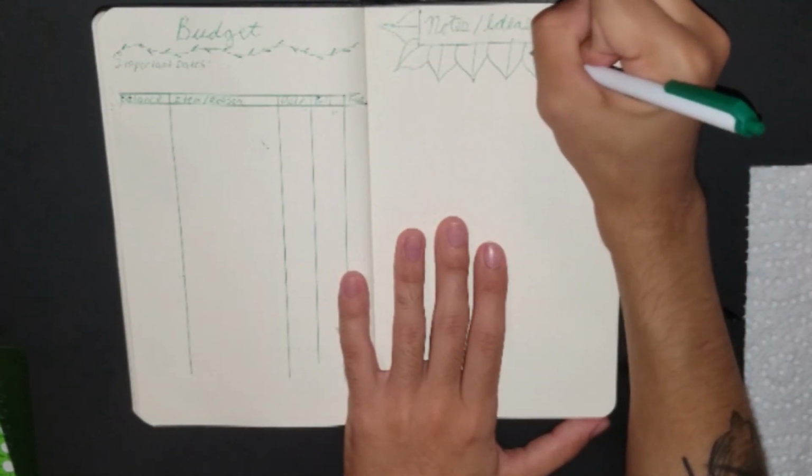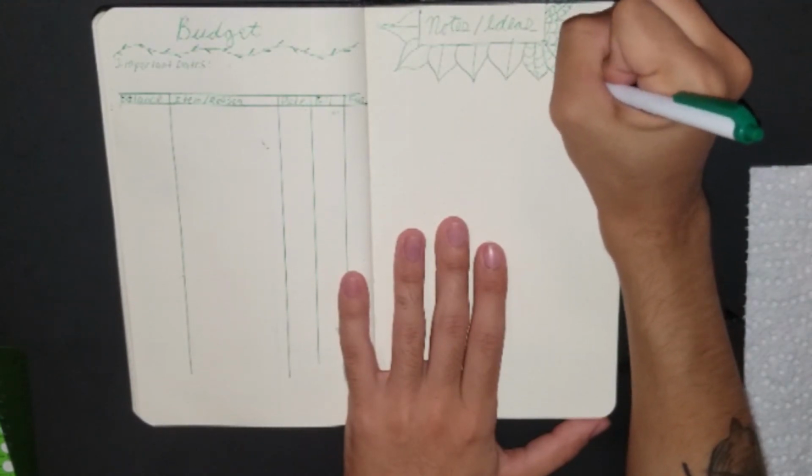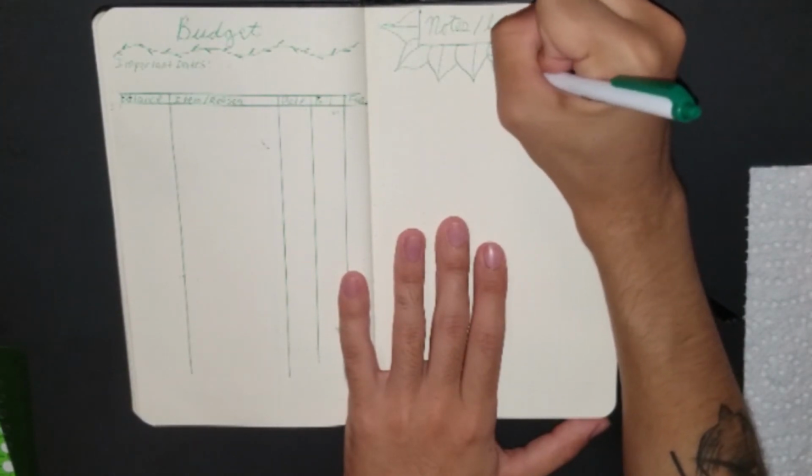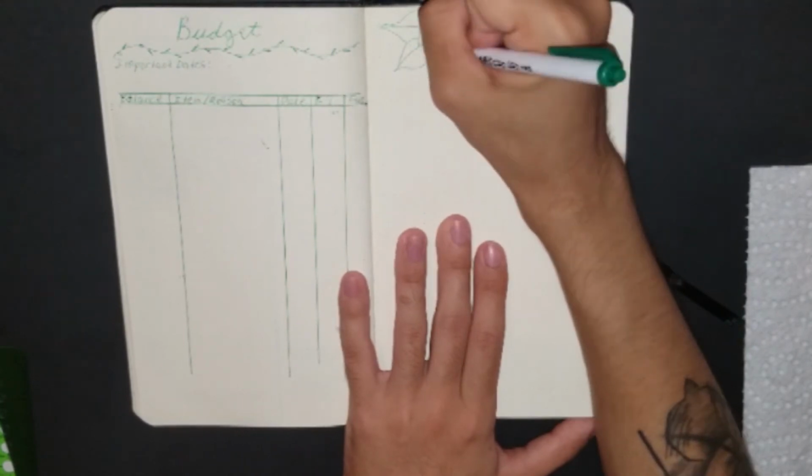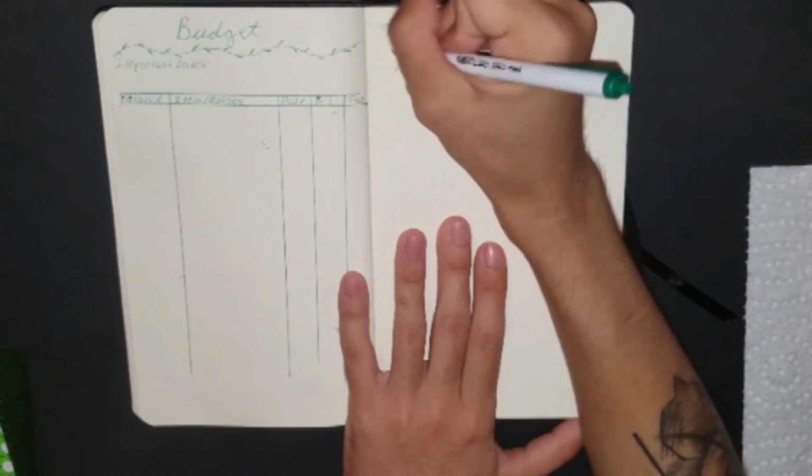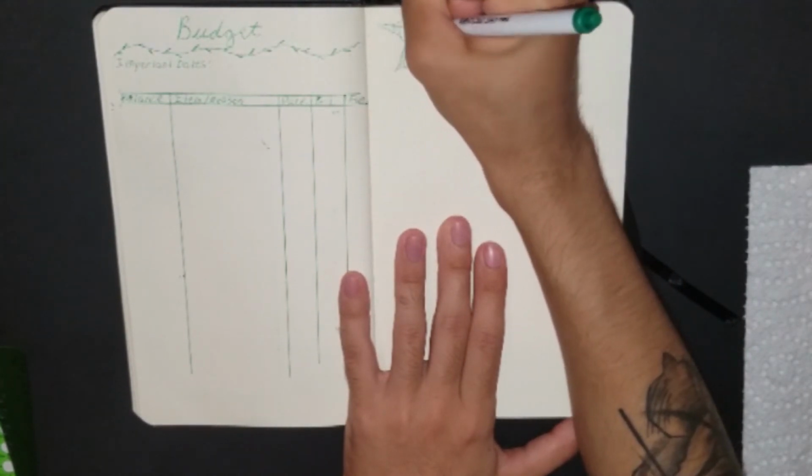Anyway, I drew a border around the headline using leaves, so I basically just drew those all the way around, still using that green pen. I really liked the way this border came out.